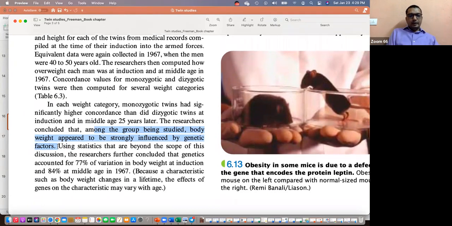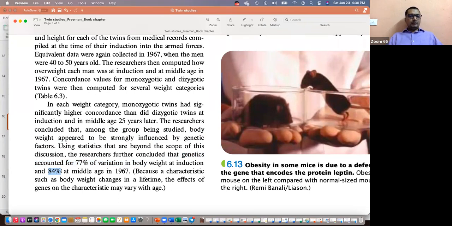They even gave some statistical numbers for this, to conclude that genetics accounted for 77% of the variation. 77% of the variation in their weight is because of genetics at the initial stage, and 84% when they studied them the second time. So let's say 75 to 80% is the genetic role and about 25% the environmental role, meaning genetics seems to be playing a big role in obesity.